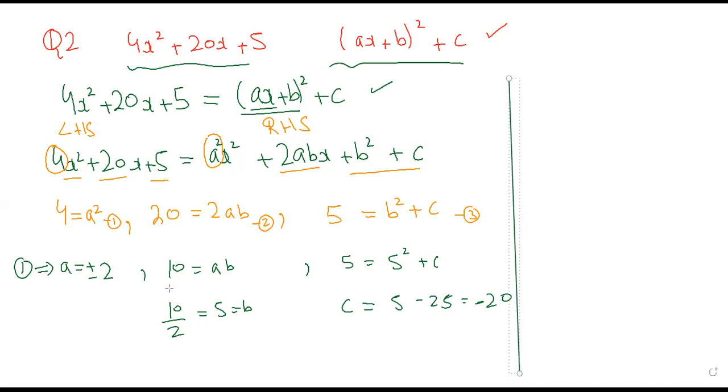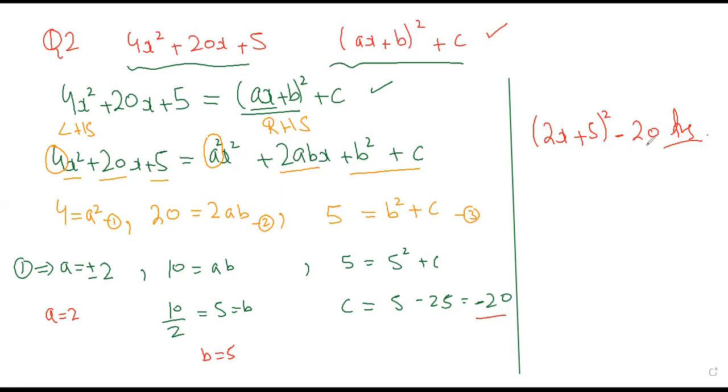Okay, now using a equals 2, b equals 5, and c equals minus 20, we are going to write down the first expansion. So it would be 2x plus b. B has turned out to be 5, minus 20. This is the answer, and this is the first expansion.